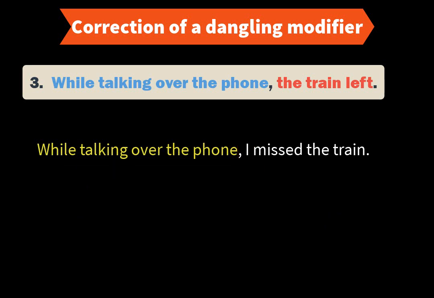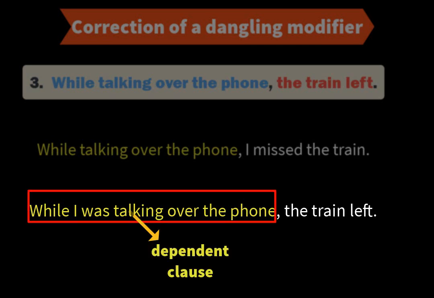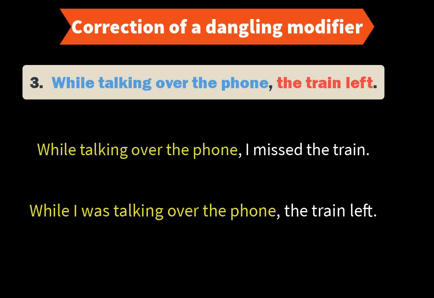The second way to do it is changing this phrase into a dependent clause. So we'll say, while I was talking over the phone, the train left. So again, these are the two ways that you can use to correct a sentence that has a dangling modifier. Now guys, understand most of the times a dangling modifier is a phrase. That too a present participle phrase most of the times. But it can be a word too.